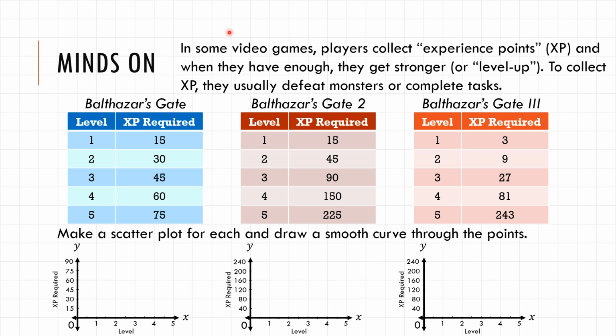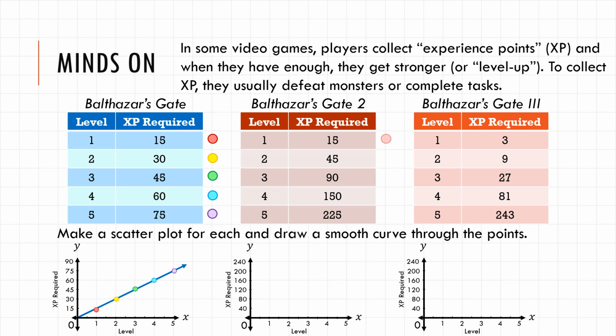All right, hopefully that was enough time. Let's take a look at what these scatter plots might look like. So for Balthazar's Gate 1, write 1 and 15. I'm just going to plot that right over there, 1 and 15. 2 and 30. Let's continue plotting all of these. 3 and 45 would go right over there. 4 and 60. At level 4, you need 60 XP, and 5 and 75. All of these points, if you notice, are in a perfectly straight line. And we could draw a line that goes right through them just like that.